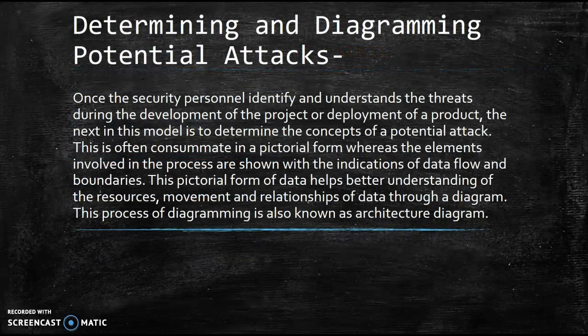Once the threats are identified, we have to determine and diagram the potential attacks. Once the security personnel identify and understand the threat during the development of the project or deployment of a product, the next step in this model is to determine the concepts of the potential attack. This is often accomplished in pictorial form, where the elements involved in the process are shown with indications of data flow and boundaries. This pictorial form helps better understanding of the resources, movement and relationship of data through a diagram. This process of diagramming is also known as the architecture diagram.